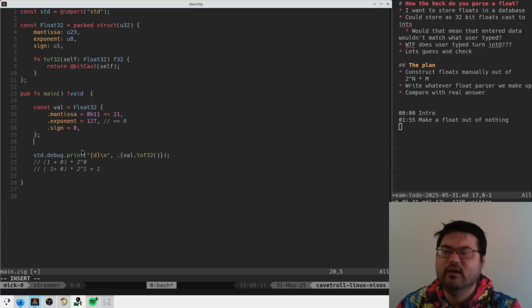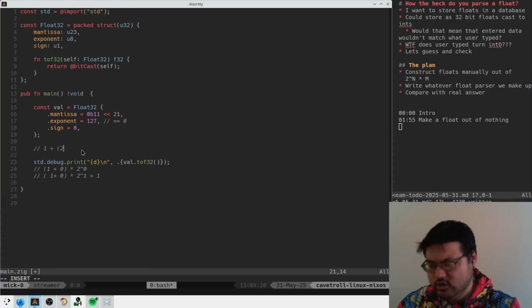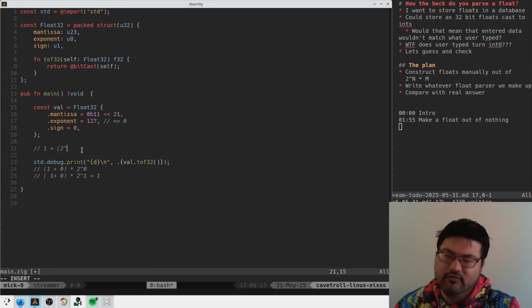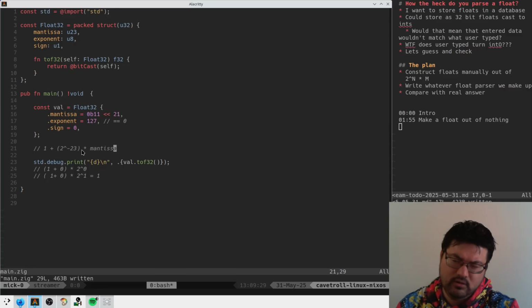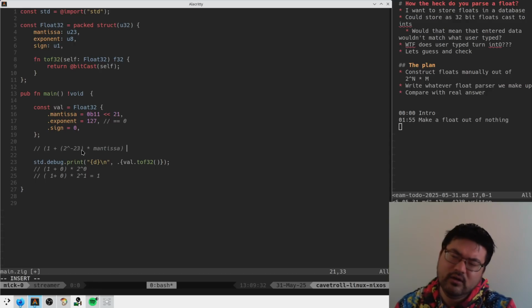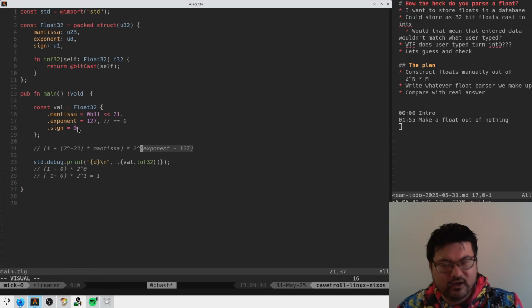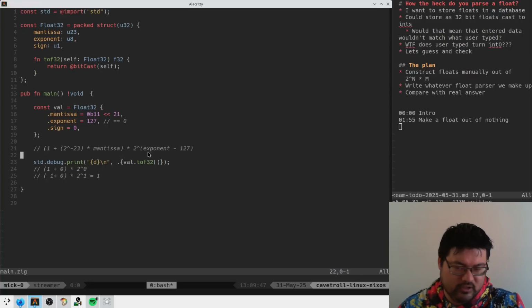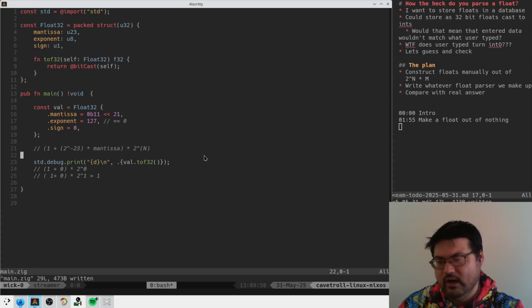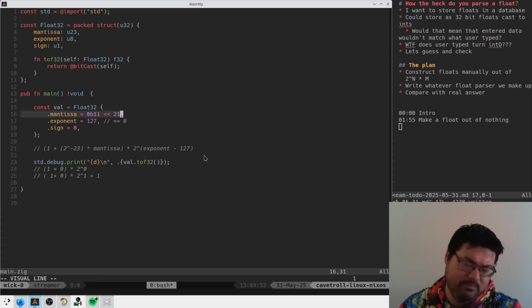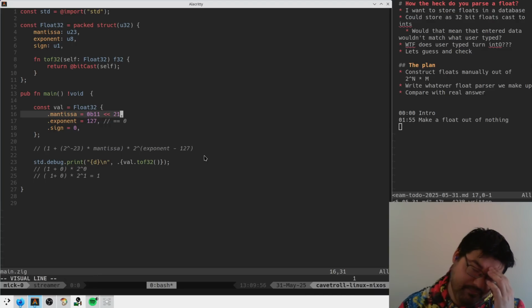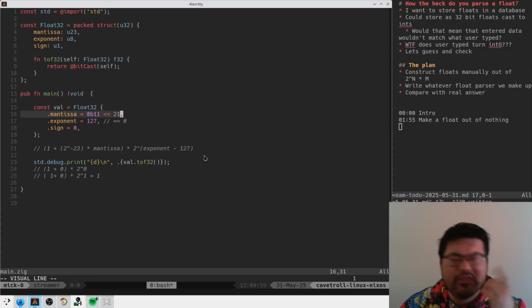So I think the formula is 1 plus 2 to the power of negative 23 times mantissa, all of this times 2 to the power of exponent minus 127. I think that's what this is saying. So we could probably encode this exponent in a way where it doesn't look like this, right? Just pretend that this is like n, right? And then the mantissa is a little bit complicated, but fine. Okay, I think I understand this.